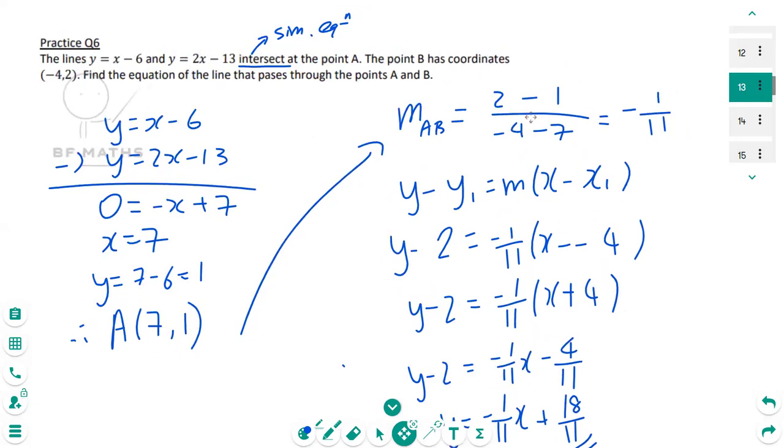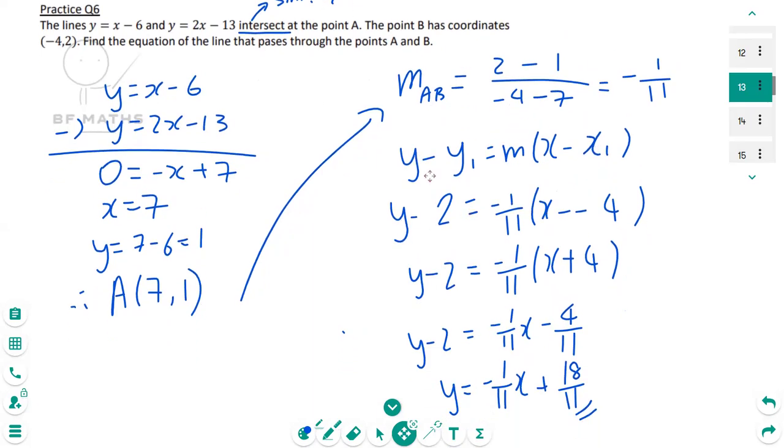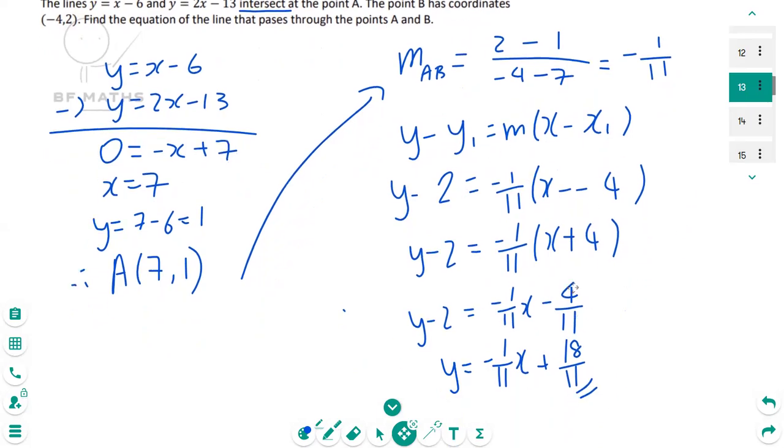Right, mAB is 2 minus 1, and then minus 4 minus 7, and you get negative 1 over 11. Here I use point B, you can use point A, but you should get the same answer. Right, and that's the end of 5.1, 5.2.